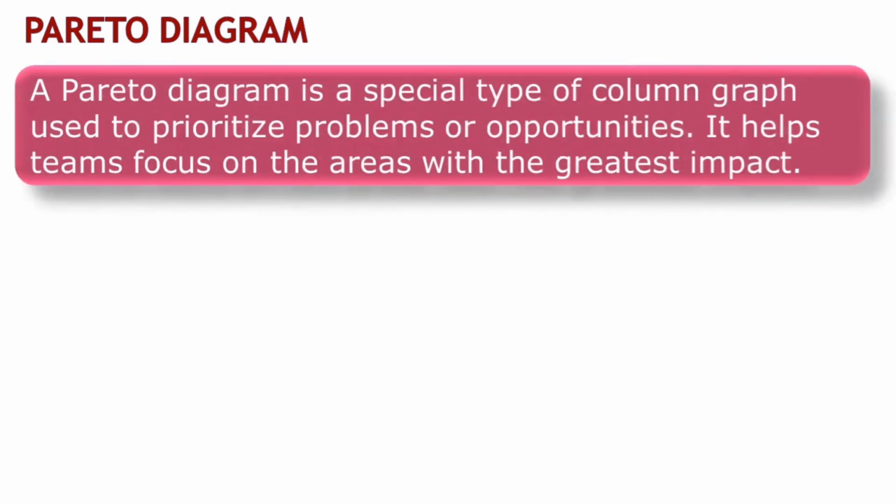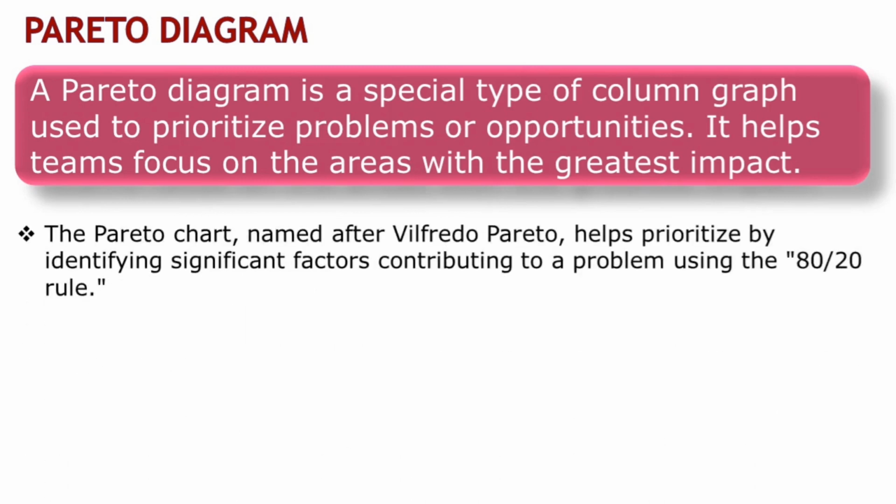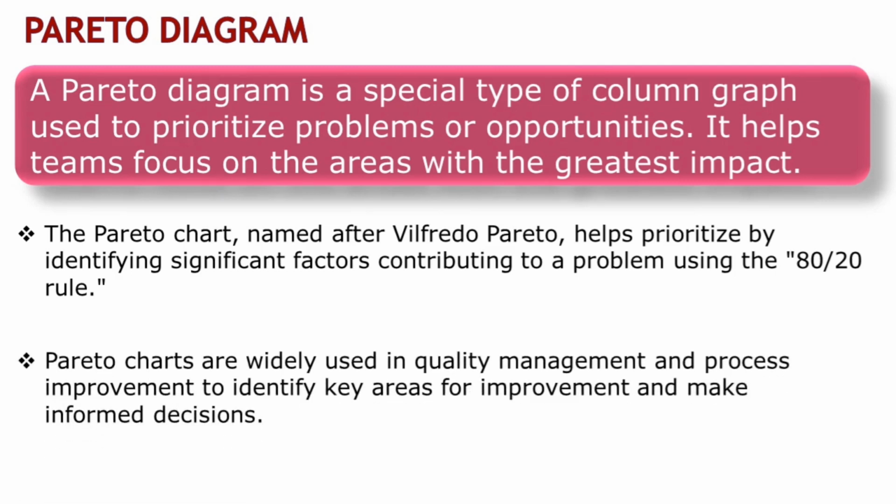Welcome to this slide, Pareto Diagram. A Pareto diagram is a special type of column graph used to prioritize problems or opportunities. It helps teams focus on the areas with the greatest impact. Named after Wilfredo Pareto, this chart follows the 80-20 rule, helping us identify significant factors that contribute to a problem. Pareto charts are widely used in quality management and process improvement to pinpoint key areas for improvement and make informed decisions. And that's the power of Pareto diagram, a tool that simplifies decision making and guides us towards the most critical areas of improvement.